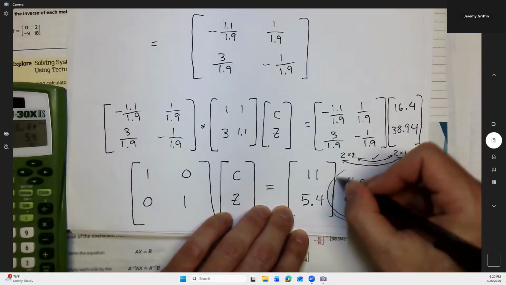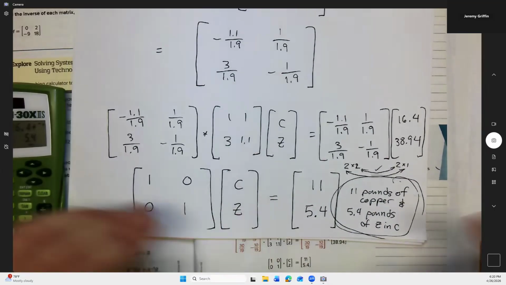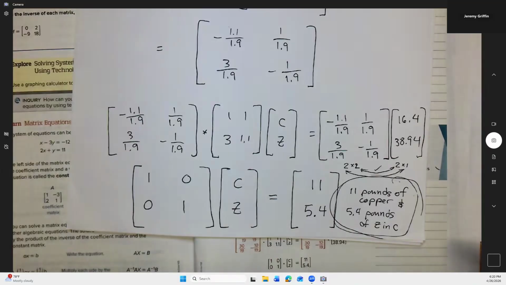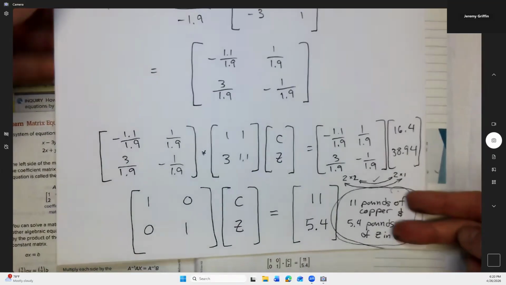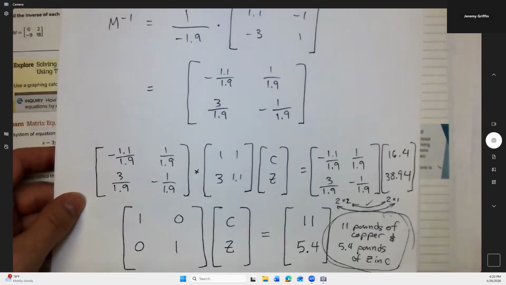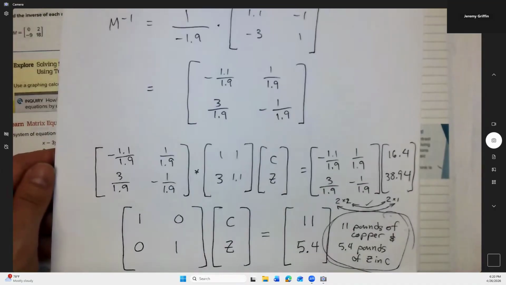Now, if you wanted to go a classic way of solving systems of equations, you can take these answer values and plug them back into the original equations to confirm the answer. But yeah, there you go. That's it.